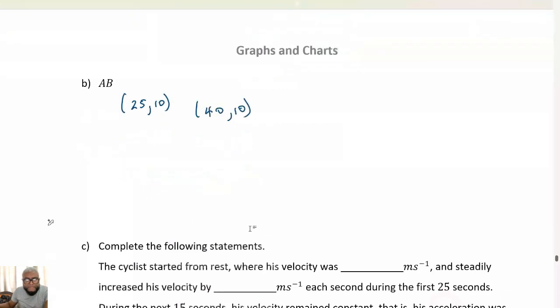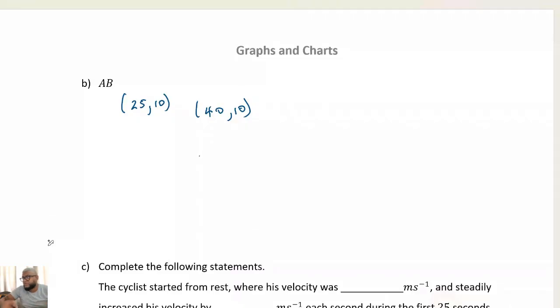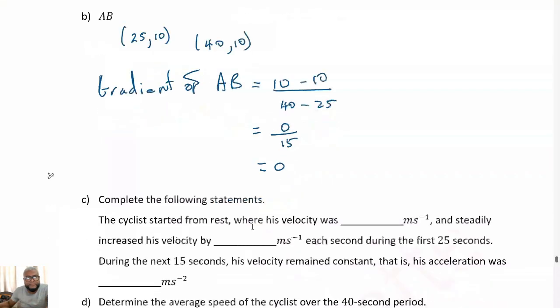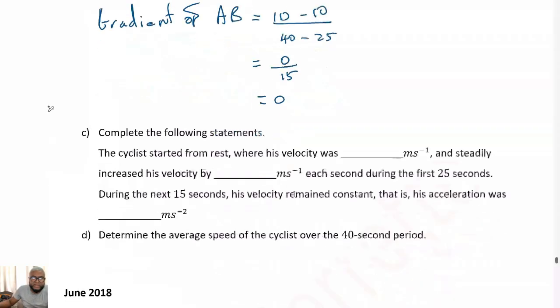All right, let's go, AB. Yes, sir. That would be 10 subtract 10 over 40 subtract 25. Excellent. Which will give me what? 0 over 15. That'll be 0. Proper thing. So that's the gradient of AB.